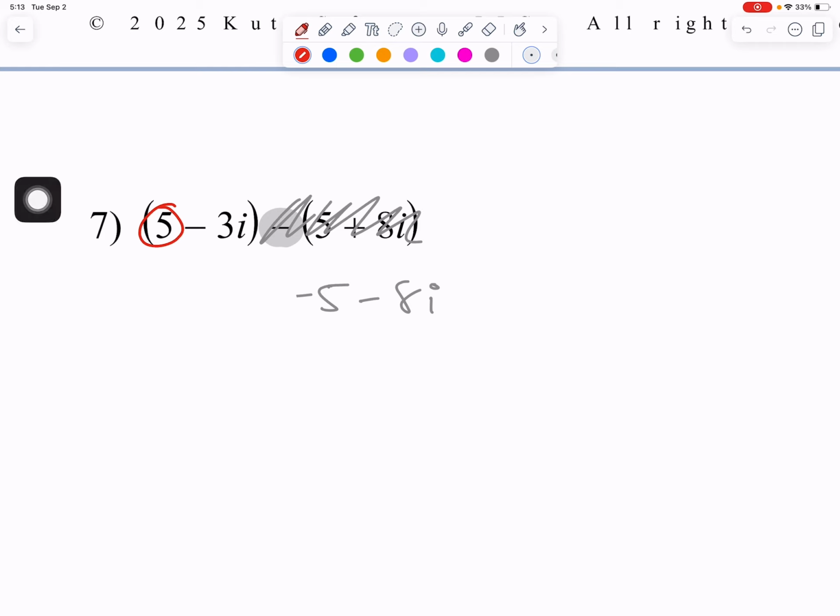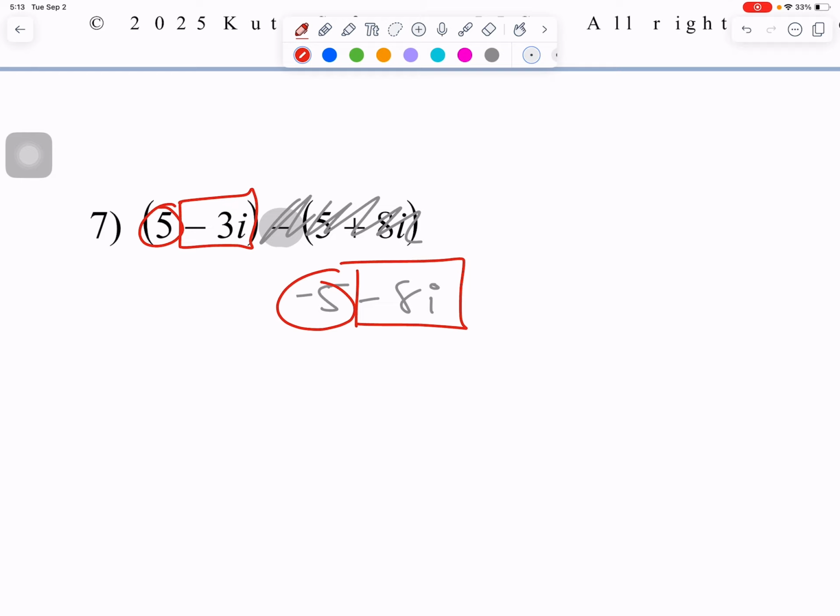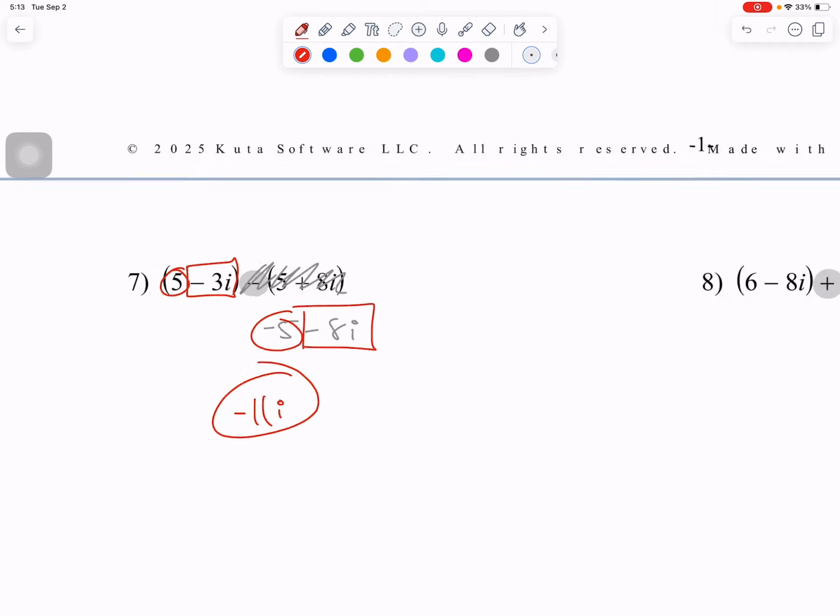I'm going to circle my 5. Can't be combined with -3i. Needs another real number. Oh, -5, but 5 minus 5, guess what, guys? There's nothing left. -3i minus 8i is -11i. Go ahead and circle your answer.